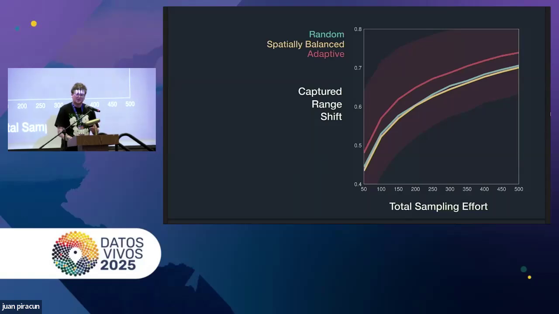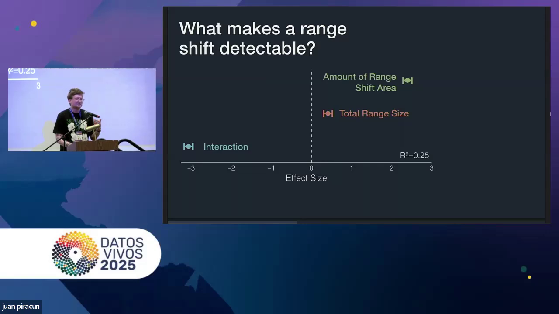We want them to be pretty good for particular instances of species range shifts. So just very briefly, we can take a look at what's actually driving this effective predictability. Basically what this is saying is that the larger the range shift is relative to the size of the range itself, the better you're going to be able to capture the range shift. And this explains around 25% of the variance, which is not too bad.